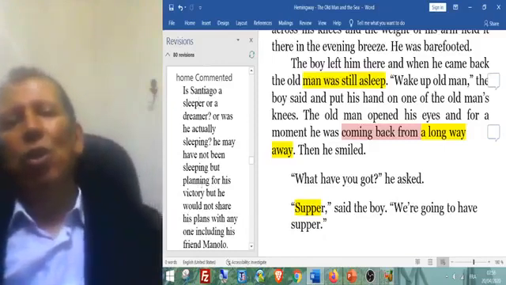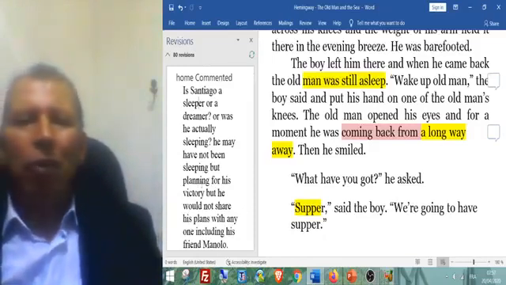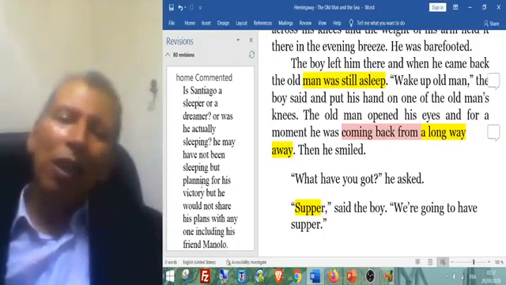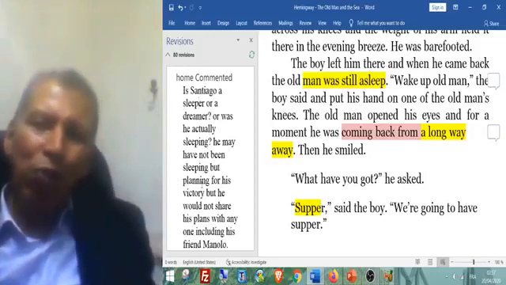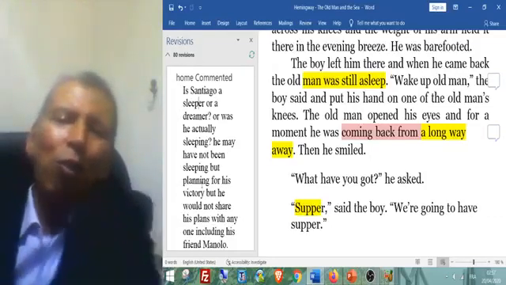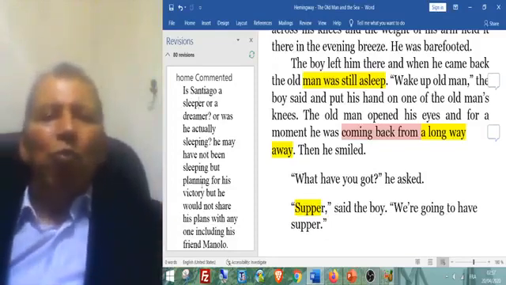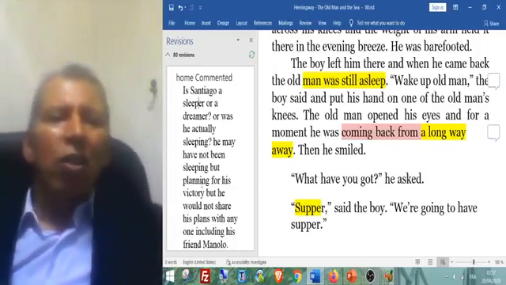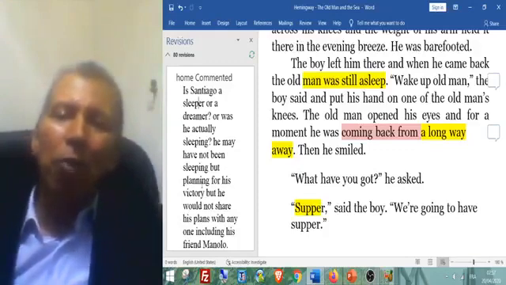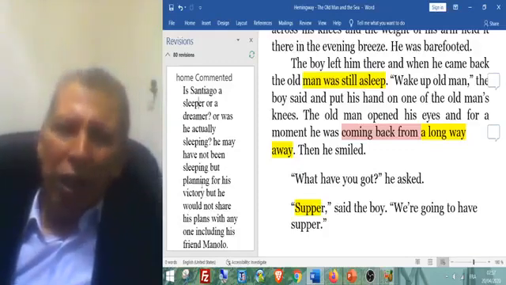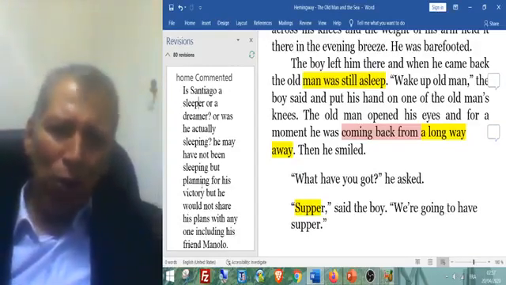When he was woken up by Manolo, he was coming back from a long way, meaning he was dreaming, or was he having a dream, or was he daydreaming? We don't know exactly. So we wonder, is Santiago a sleeper or a dreamer? Is he in the habit of sleeping too much? Not really. Is he a dreamer? I tend to believe so.